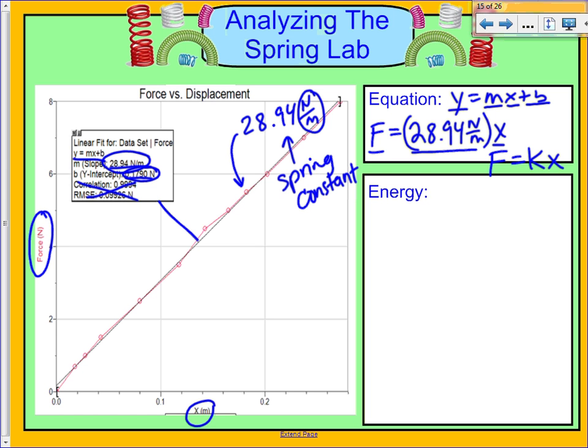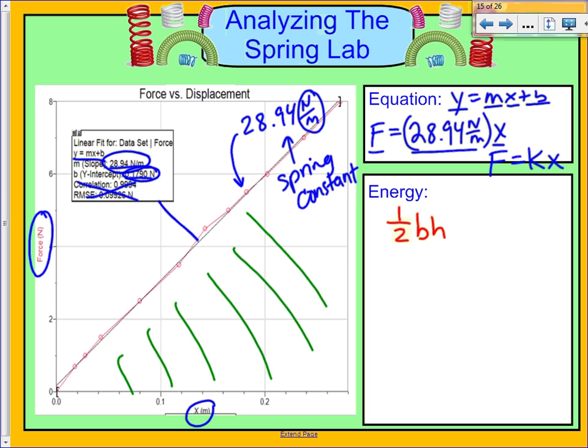Now the second thing that tells us a lot of information in physics is the area underneath a curve. So what if I wanted to take the area underneath this curve? Okay, what is the shape? The shape is a triangle. So the area of a triangle is 1/2 base times height.